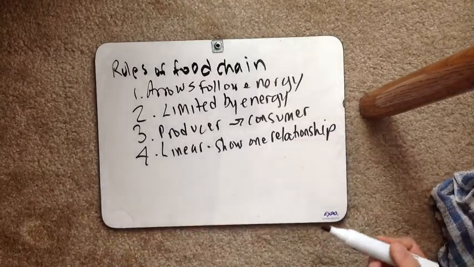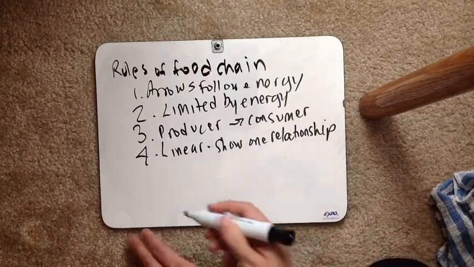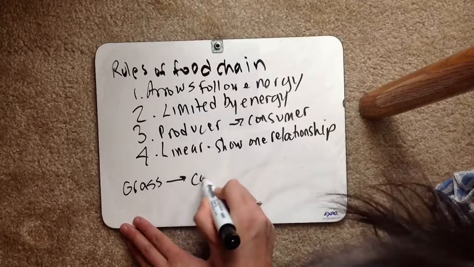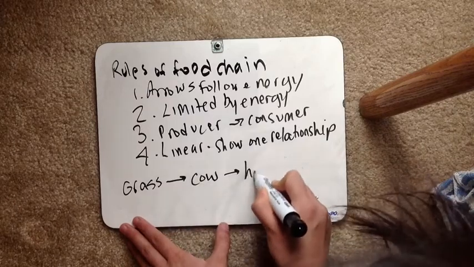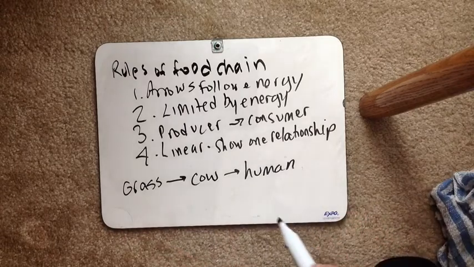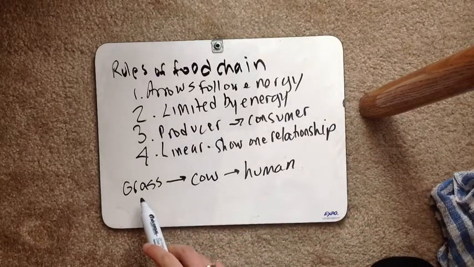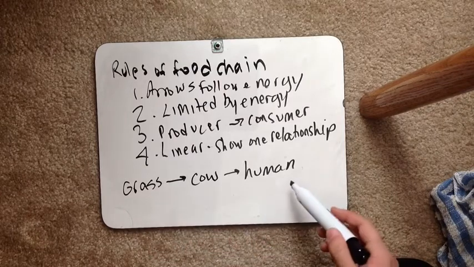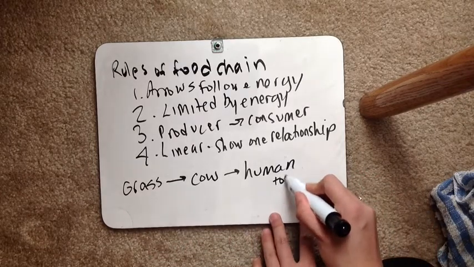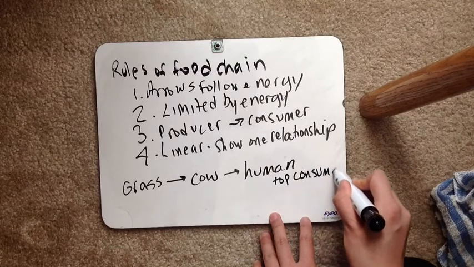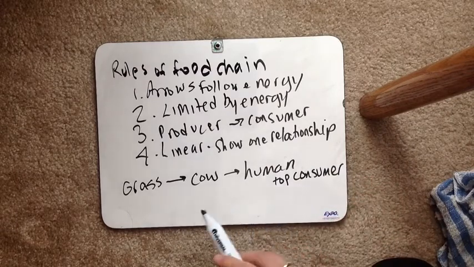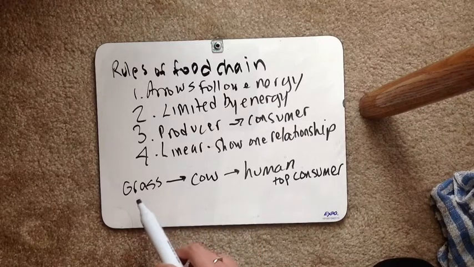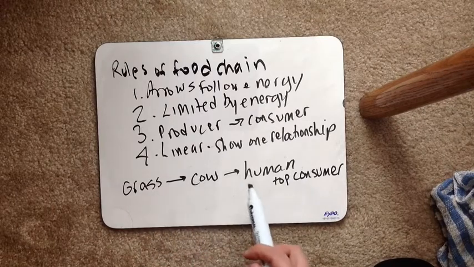So what are some examples of food chains? One example might be grass gets eaten by a cow, which is eaten by a human. That's one example of a food chain. The arrows follow the energy. The energy is moved from the grass to the cow to the human. It's limited because eventually the human is known as a top consumer, and eventually there's not enough energy to keep going, so we stop. We also move from a producer to a consumer, and it shows one relationship: one relationship from grass to a cow, one relationship from a cow to a human.